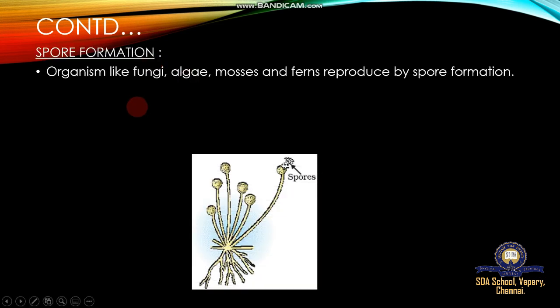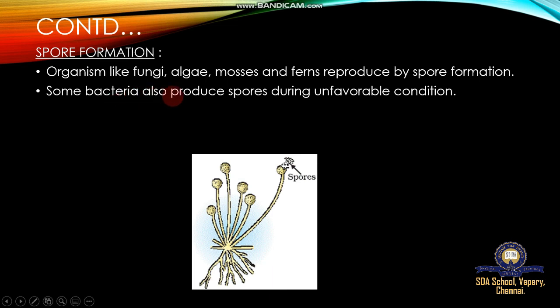The last type is called spore formation. Spore formation is mostly found in fungi, such as Rhizopus and Mucor, black mold or bread mold. A lot of fungi produce lots of spores. It is also one type of asexual reproduction. Fungi are colorless, fixed organisms and a type of heterotrophic organism. Fungi, algae, bryophytes, and pteridophytes reproduce by spore formation.